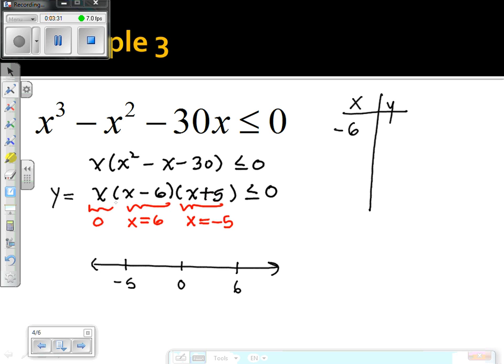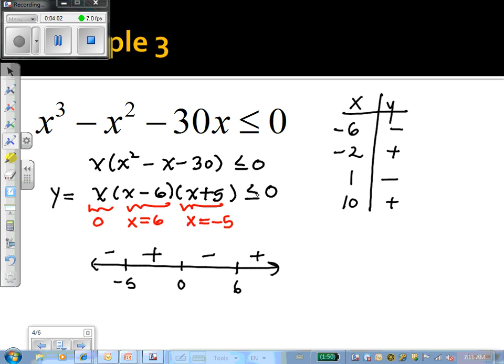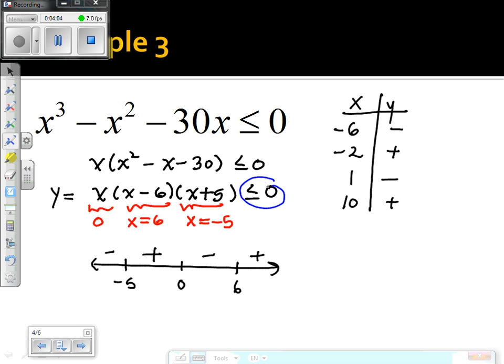If I plug in negative 6, it turns out this is negative, this is negative, this is negative, so overall it'll be negative. If I plug in a number between here, say negative 2, turns out this is negative, that's positive, so overall it'll be positive. Right? So this will be a negative, this will be a positive. Similarly, in between here, let's say I plug in 1, it turns out that'll be a negative. If I plug in a number here like 10, it'll be a positive, right? Negative, positive. So let's look at the question again. The question is just asking, where is this less than or equal to 0? Less than or equal to 0 assumes negative. So the only spots where it's negative is going to be here.